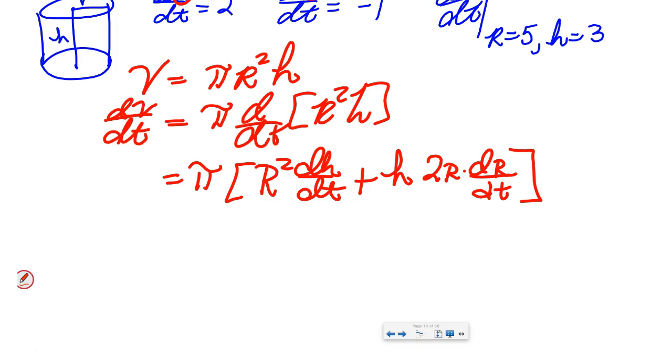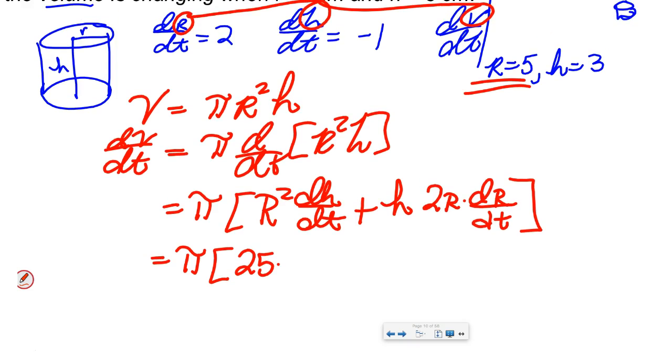I'm now going to replace all variables with their numerical value. R squared is 5. dh dt, I can see, is -1.